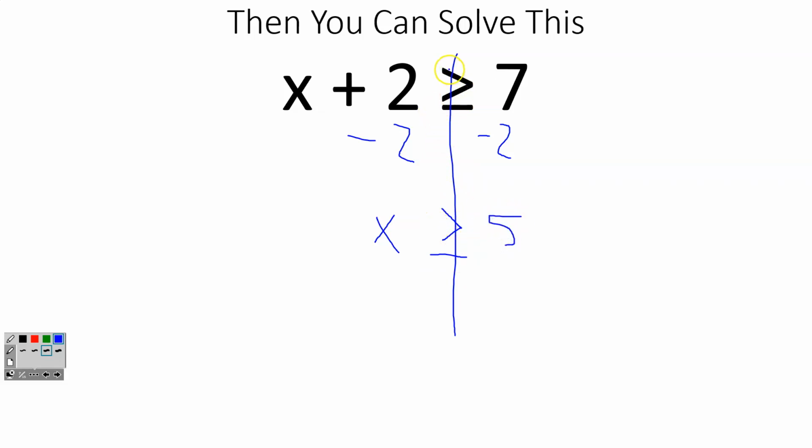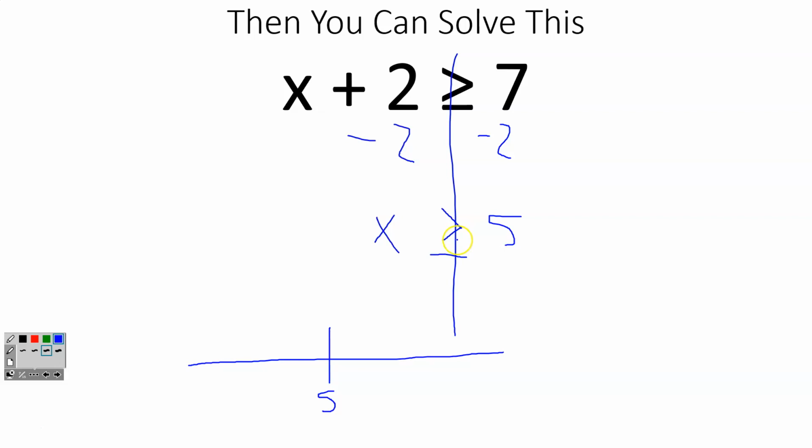So we started up here with greater than or equal to. We're going to end this type of problem with a greater than or equal to. So my answer would be x is greater than or equal to 5. Now, this will be true to a point, because we'll talk later on Friday, later on this week, about when that is not true.